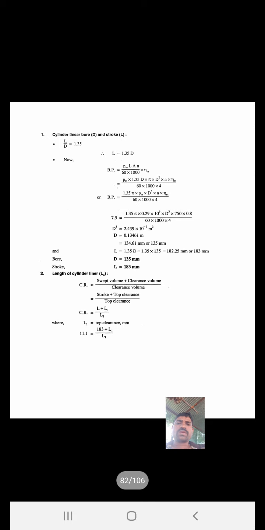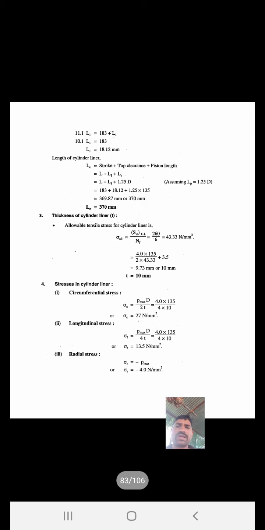First, how to calculate the cylinder liner bore and stroke? In the last numerical, we have seen how to calculate the cylinder liner bore diameter D, stroke length L and length of the cylinder. Both formulae we have seen. With the help of those formulas, you can calculate the values of D and L. You will get D equal to 135 mm and L equal to 183 mm. In a similar way, the length of the cylinder liner, you will get L_C equal to 370 mm.